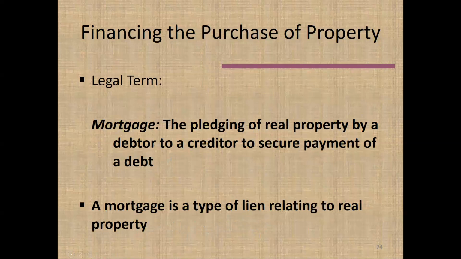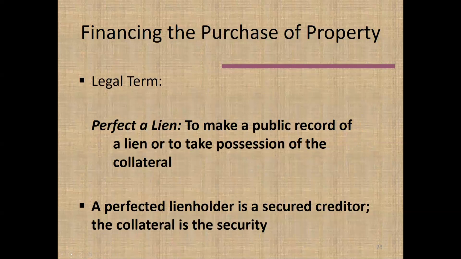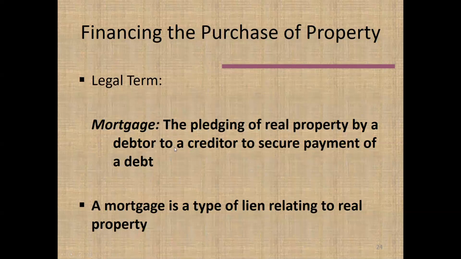So an example when we're talking about real property is a mortgage, and we're all familiar with this term. It is the pledging of real property by a debtor to a creditor to secure payment of a debt. So this is a particular example of a lien. So a mortgage is really a type of lien, but it applies to real property.